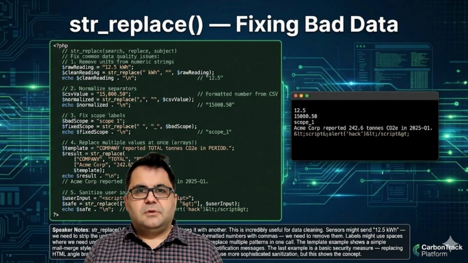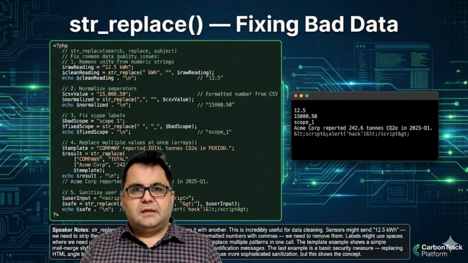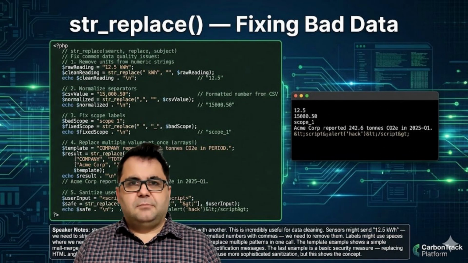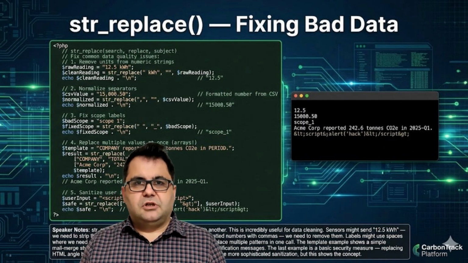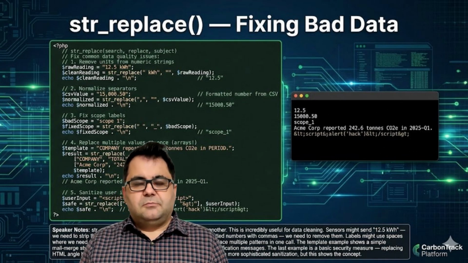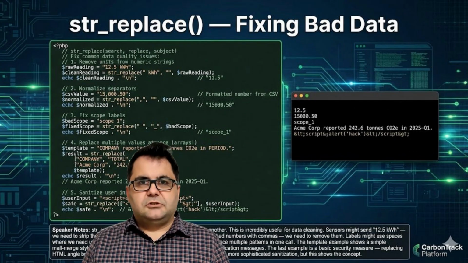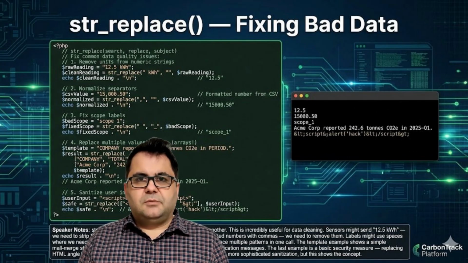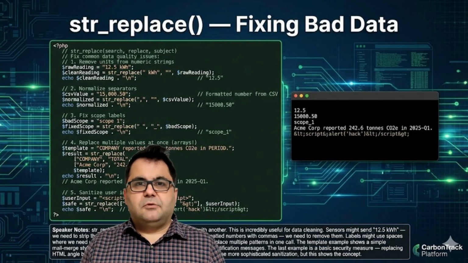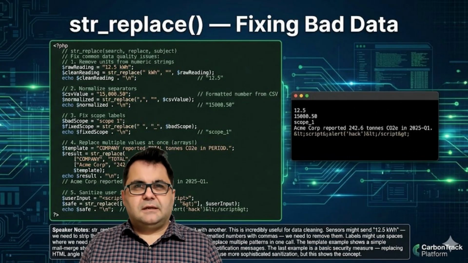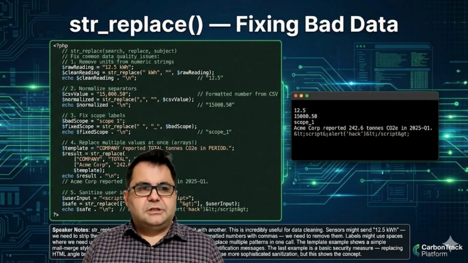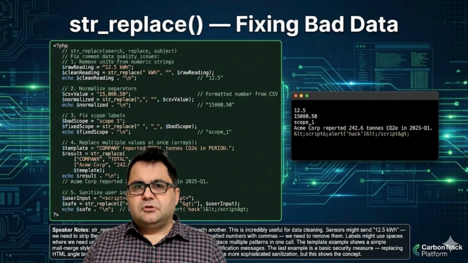The array version is powerful. You can replace multiple patterns in one call. The template example shows a simple mail merge style replacement. We'll use this pattern for generating notification messages. The last example is a basic security measure, replacing HTML angle brackets to prevent cross-site scripting. In our platform, we'll use more sophisticated sanitization, but this shows the concept.